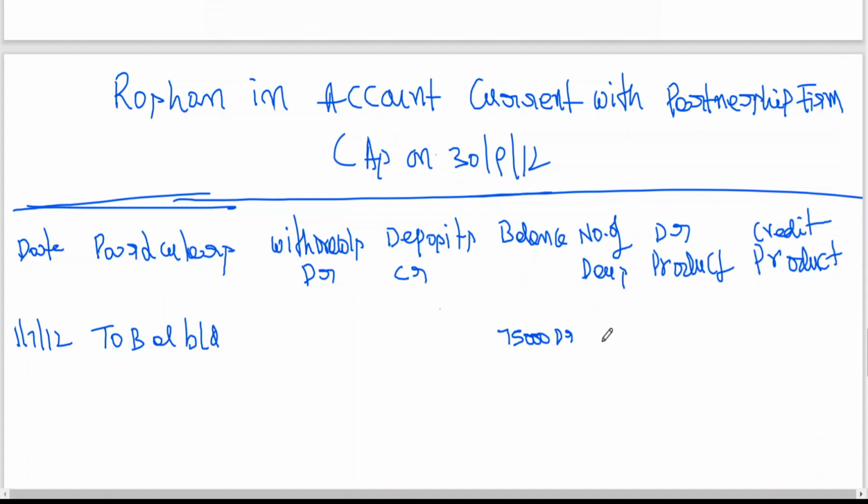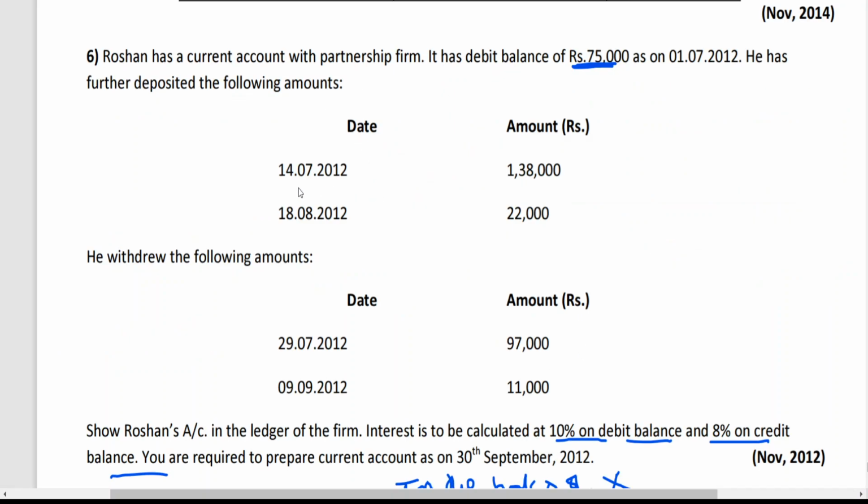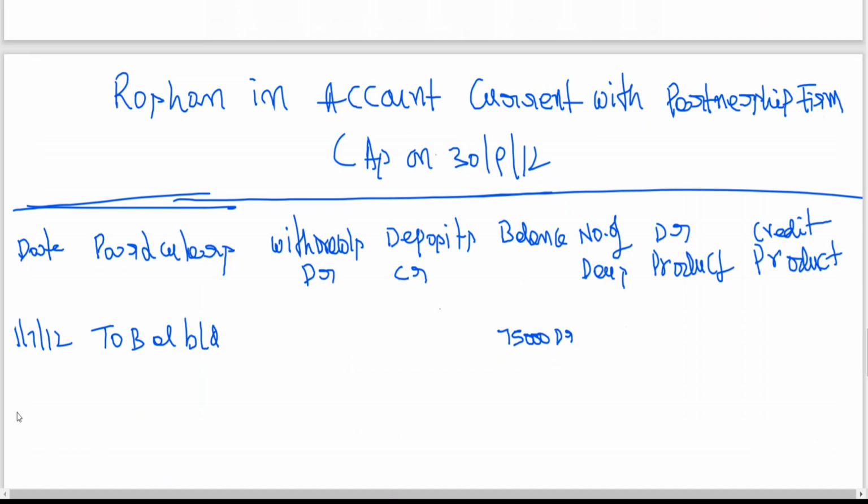Then to calculate the number of days for this transaction, we need to see the next transaction chronologically. What is the next transaction? Let us see. 14 July is the next transaction. This is a deposit. So on 14 July, how much has been deposited? 1,38,000. Whenever there is a deposit, we write by cash. Cash account debit to Roshan current account, and that deposit is to be credited, 1,38,000.